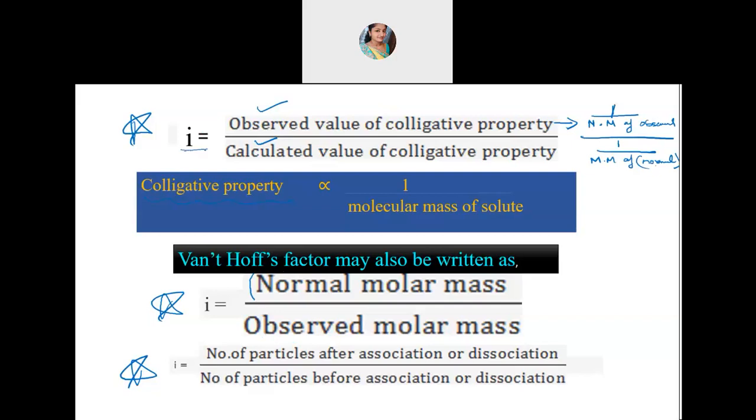At that time, if your i value comes out as 1, that means it is the same one. But if it is different, that means it is the correction factor and it has to be multiplied. Similarly, here also molar mass, and then this is for association and dissociation. These are the formulas. Now take a screenshot of these formulas, which you will be using.